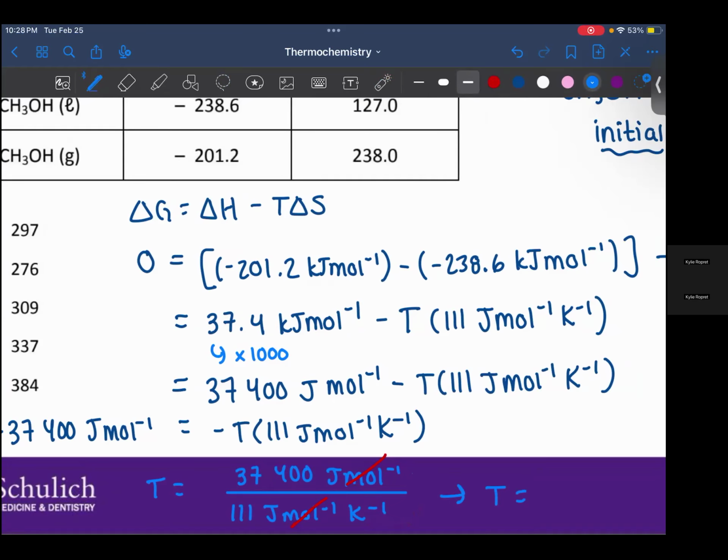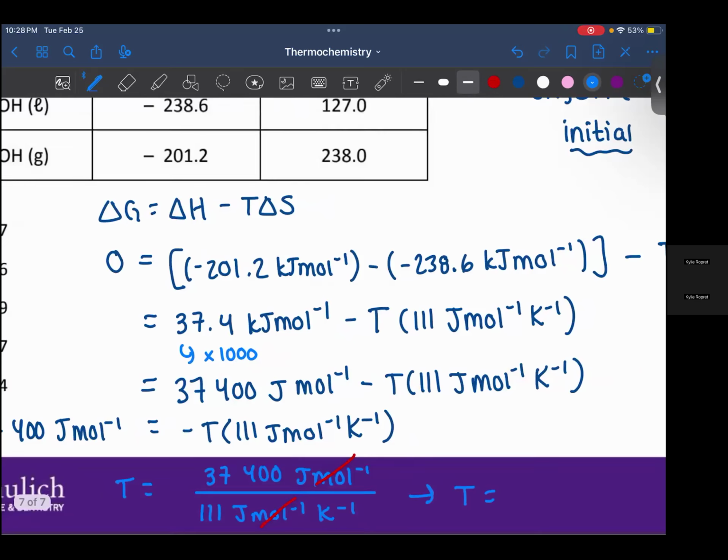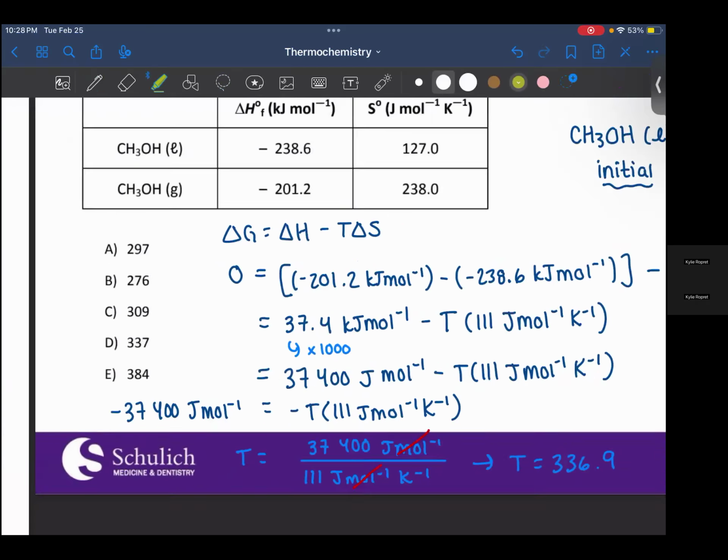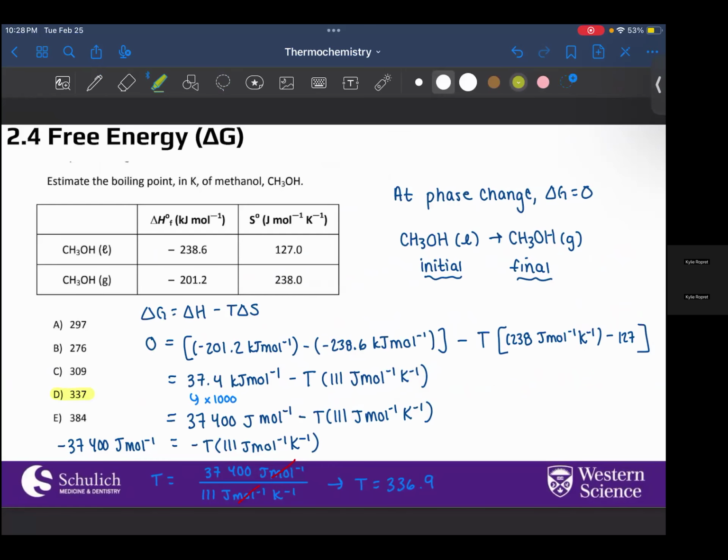So this gives us 336.9. It's pretty close to 337, which is D. So that's our answer.